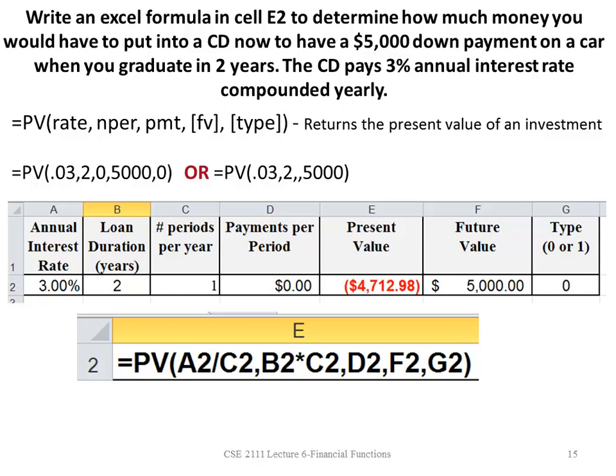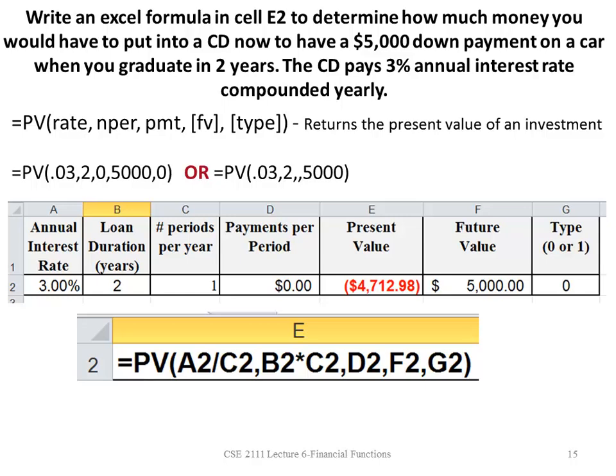Okay, so we want to know, what do we have to put in now to get that $5,000 later? So we're going to use the present value. The interest rate is 3%. We always divide the interest rate by the number of compounding periods, which in this case is 1, so I didn't put it there. The NPER, the number of periods, is 2 years, and it should always be multiplied by the number of compounding periods, but that's a 1, so I didn't put it there.